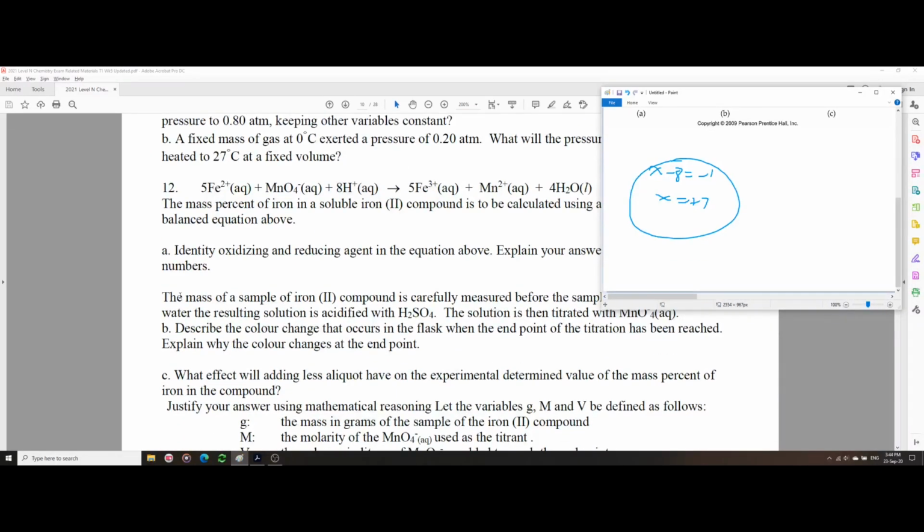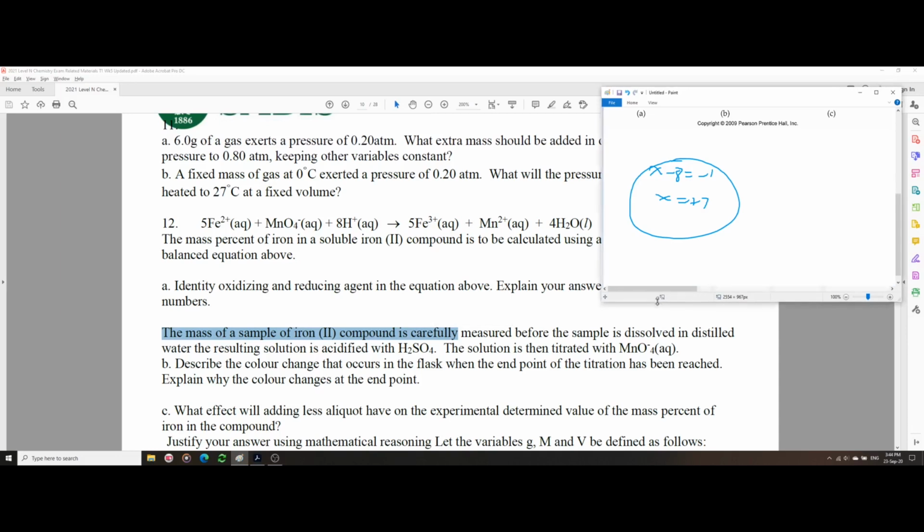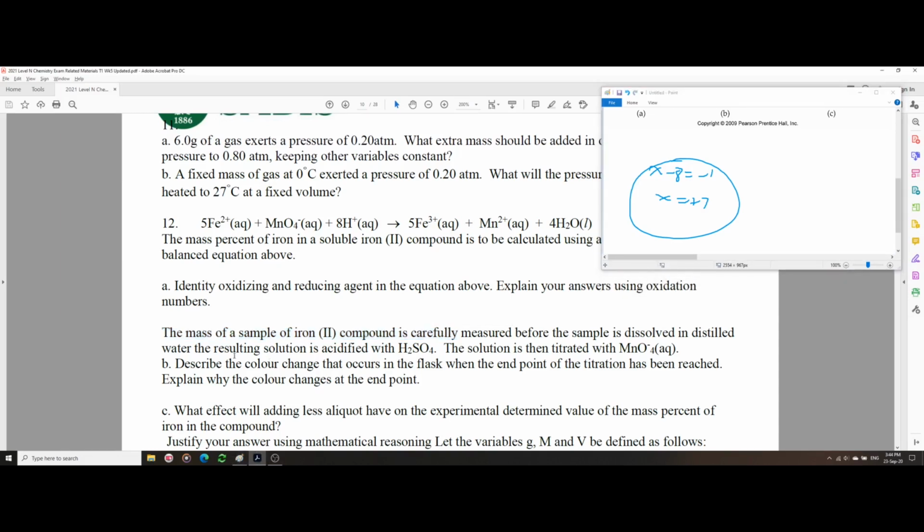So now part B. The mass of a sample of iron 2 compounds is carefully measured before the sample is dissolved in distilled water. The resulting solution is acidified with sulfuric acid. This is where the H+ came from. The solution is then titrated with a permanganate ion.